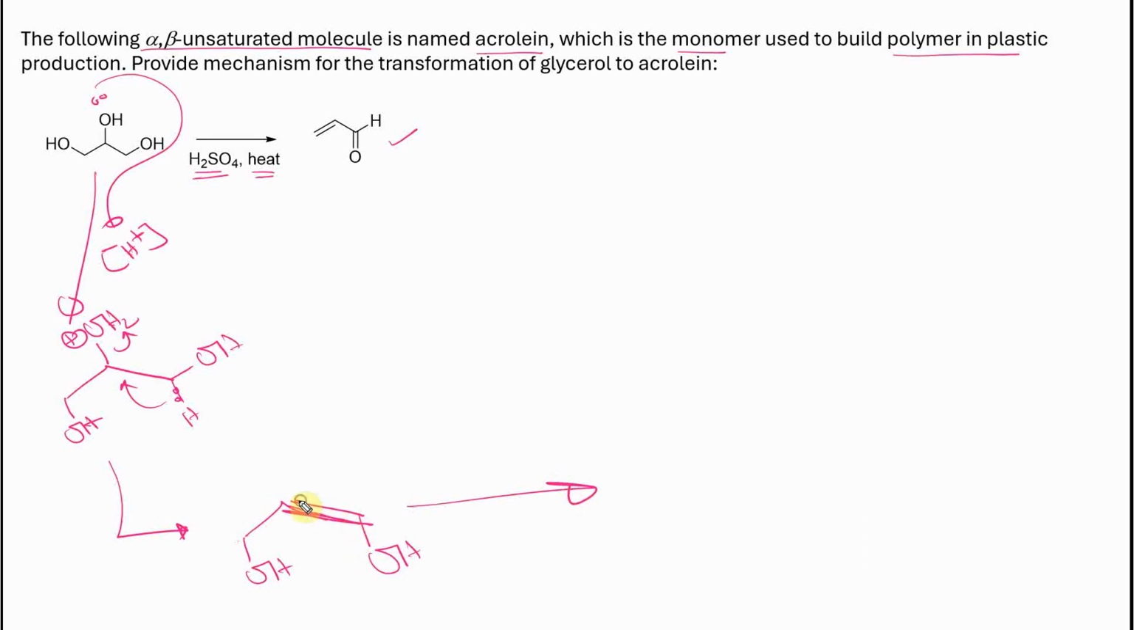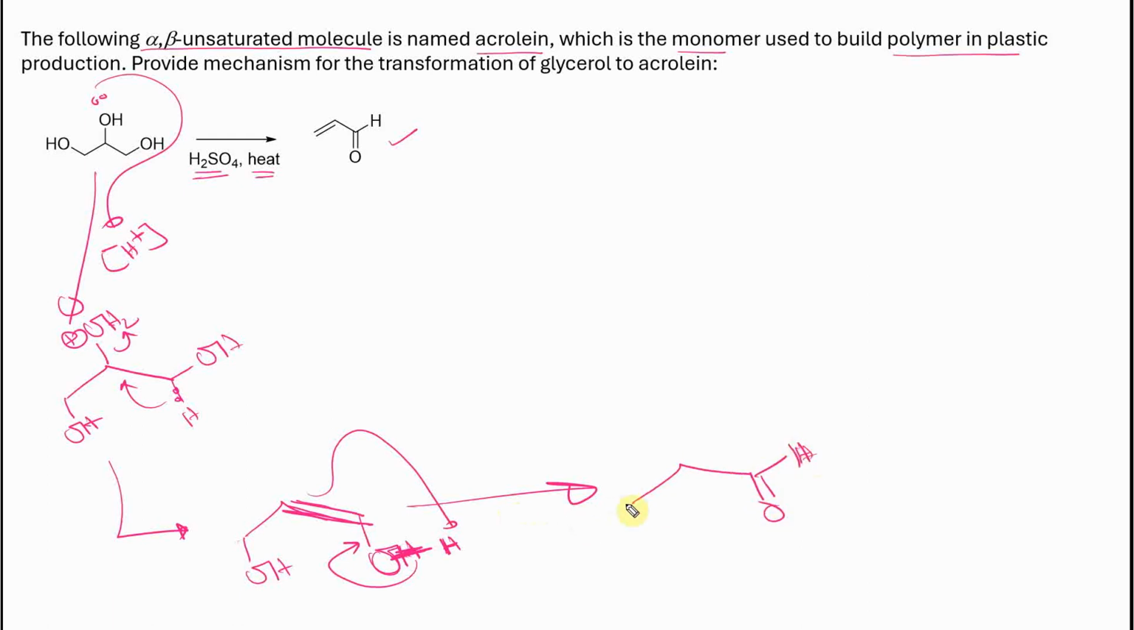This is an enol. So what happens is your enol is going to tautomerize, and the way tautomerism works is the OH bond is going to be used to do that. So it's a rearrangement if you look at it.